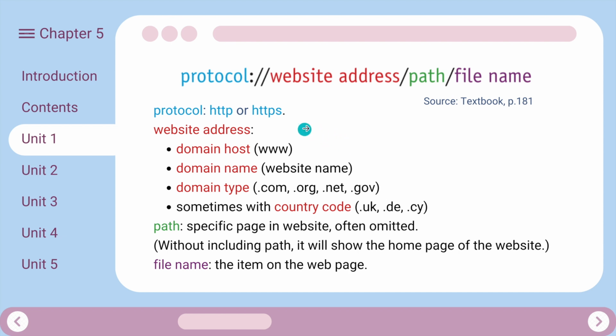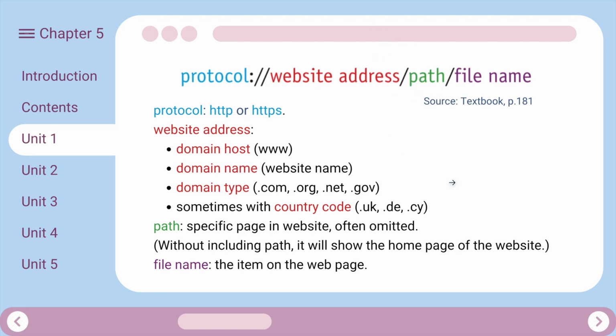Second is website address, the red part. This part can also be divided into 4 parts: the domain host, www; the domain name, which can be the website's name; the domain type, for example, .com, .org, .net, .gov; and sometimes a country code, for example, .uk, .de, .cy. The third part is path, the green part.